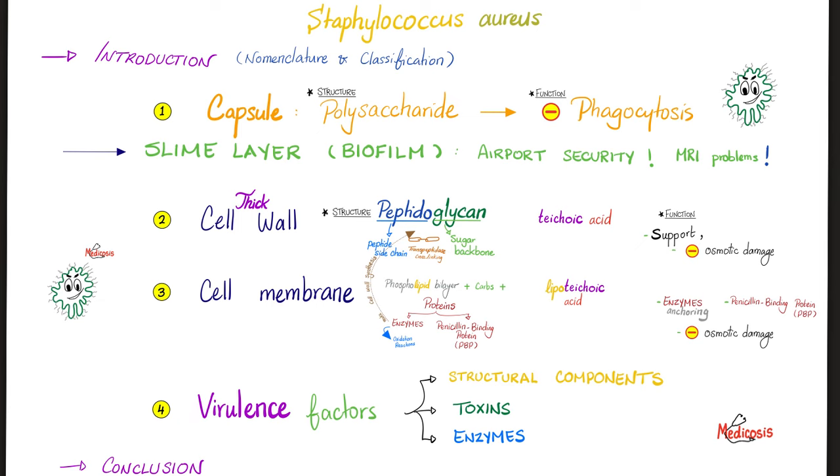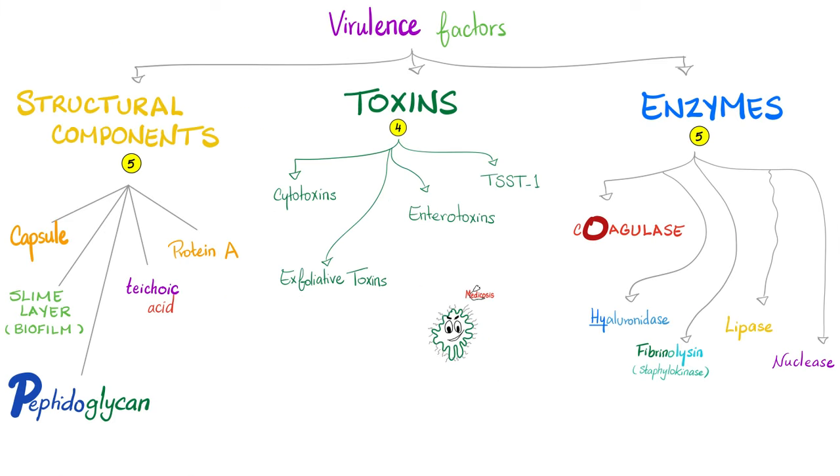Because of structural components, the structure of the bacteria, because of toxins produced by the bacteria, and because of bacterial enzymes. If you want this video to make sense, bring a blank piece of paper and write this down. Virulence factors are three things: structural components, toxins, bacterial enzymes. Tell me more about the structural components.